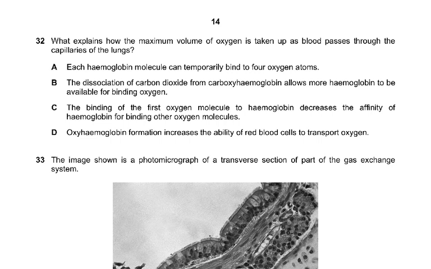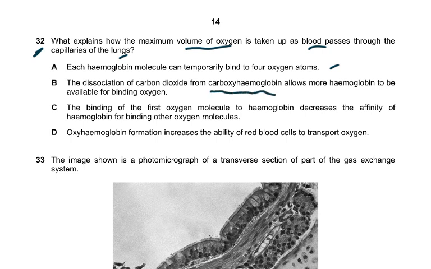Now another difficult question, which it says in the exam report, less than half of all candidates were able to work out the correct answer. So that's a difficult question. What explains how the maximum volume of oxygen is taken up as blood passes through the capillaries of the lungs? Each hemoglobin molecule temporarily binds to four, no, it binds to 8 oxygen atoms.